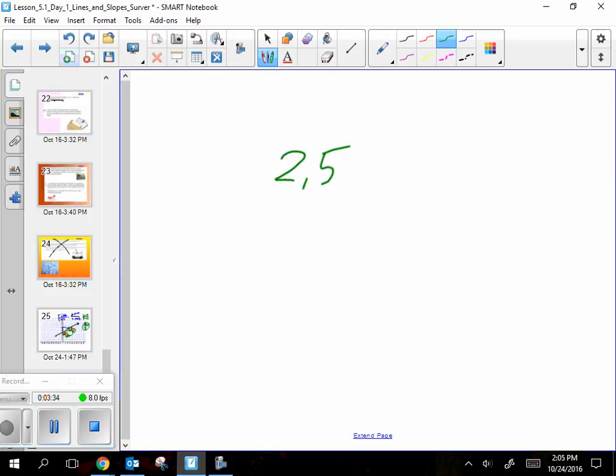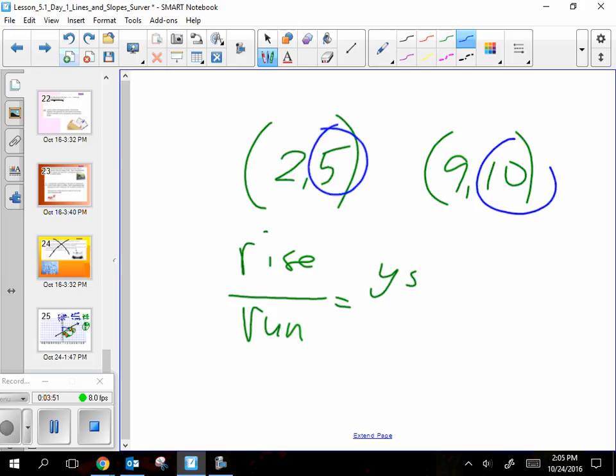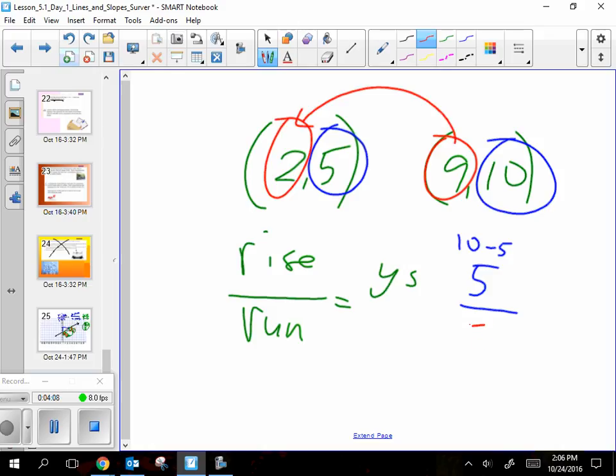Now I'm going to show you another one. 2, 5 and 9, 10. Let me show you how easy it is to find the rise over the run. Rise, run. Rise is y's. You get how that rhymes? Okay, so the y's are these 2. Take the bigger minus the smaller. What do you get? That was 10 minus 5 gave me that. And then the run, which is the x's. 9 minus 2, 7, 5/7.